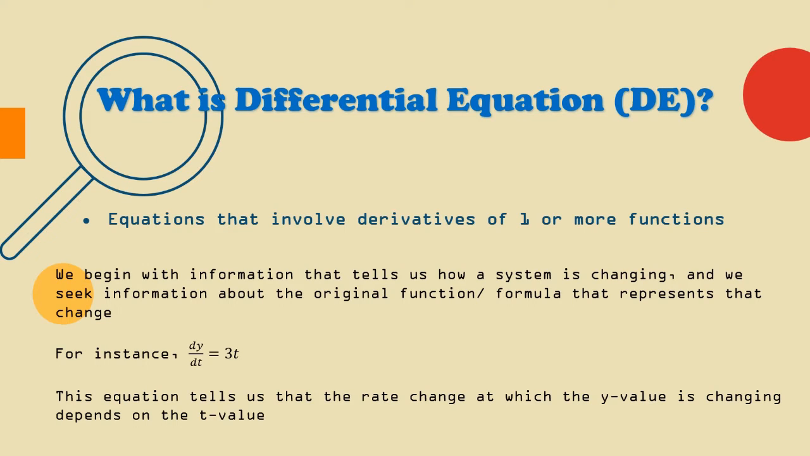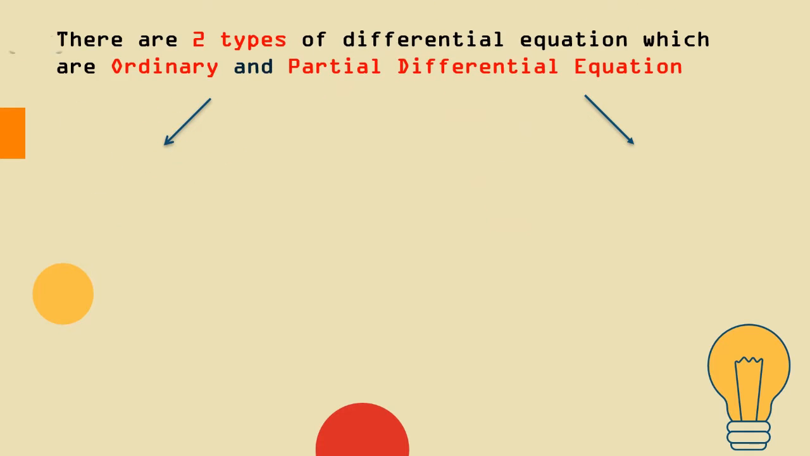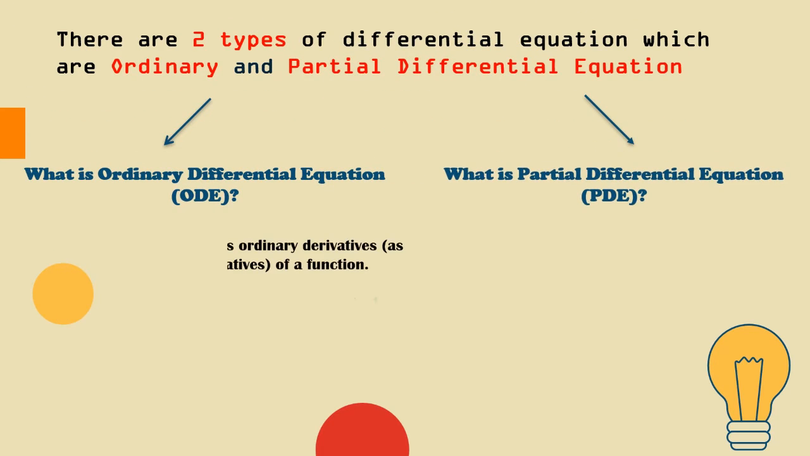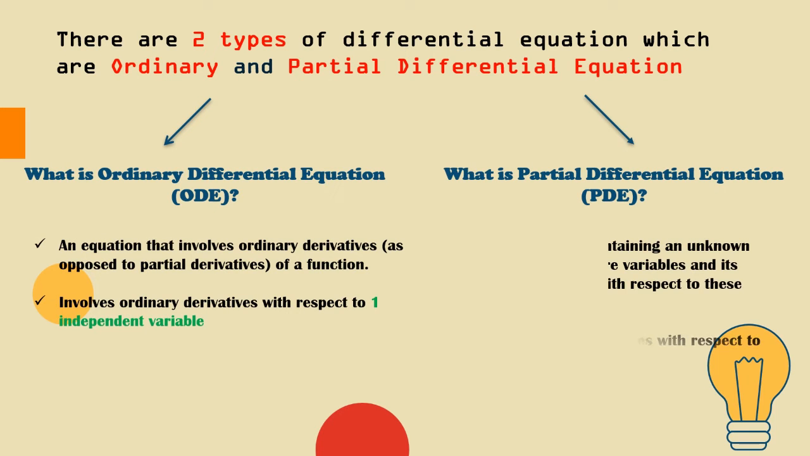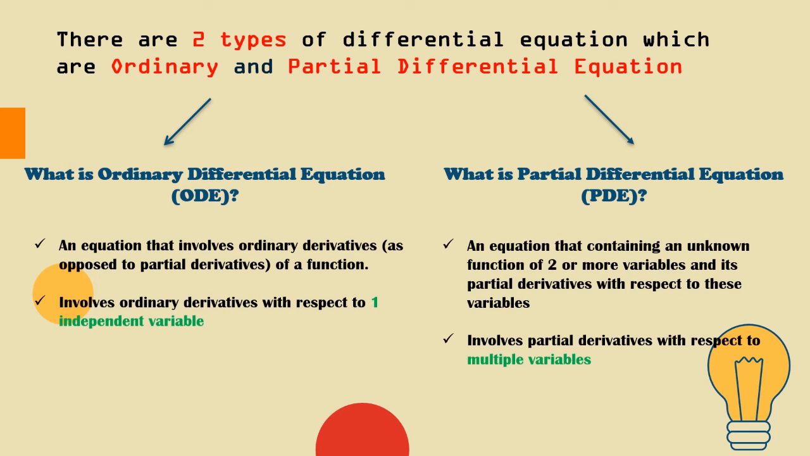What is a differential equation? A differential equation is an equation that involves derivatives of one or more functions. There are two types of differential equation, which are ODE and PDE. ODE involves ordinary derivatives with respect to one independent variable, whereas PDE involves partial derivatives with respect to multiple variables.